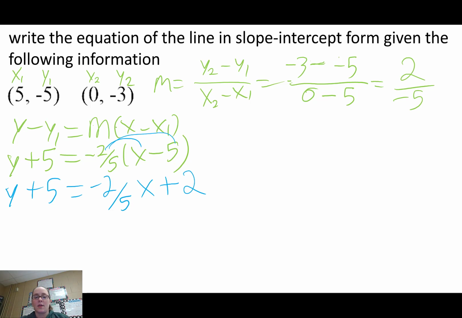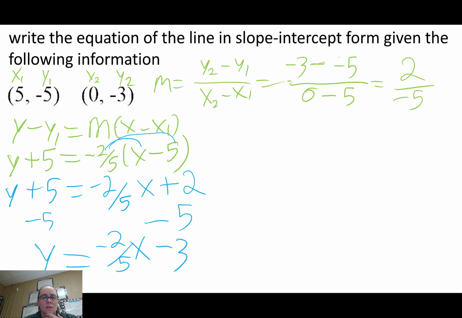Okay, so now isolate my y. I'm going to subtract 5 from both sides, and I get y is equal to -2/5 x, 2 minus 5, which is -3. So I could have just automatically written this one in slope-intercept because they gave me my y-intercept here. But if I don't recognize that, I can plug in and solve. Okay.